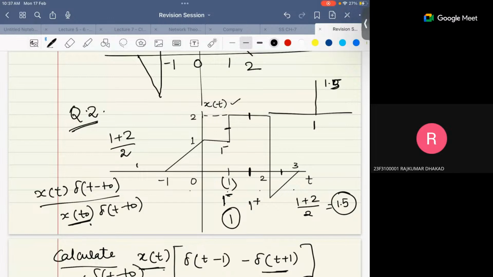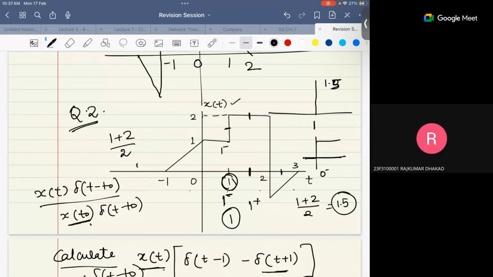In the unit step also, when I was teaching the unit step, you already know that at 0 minus the value is 0, and at 0 plus the value is 1. So exactly at 0, you use the Gibbs phenomenon. So basically that is 0.5. Okay, so this is how you can write it. If it has been asked at 1, you'll just take the average of the two.